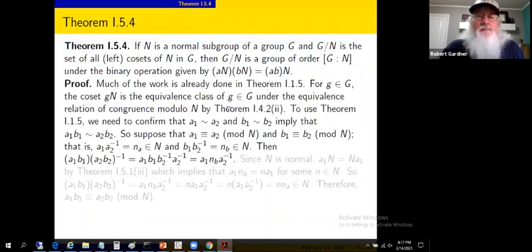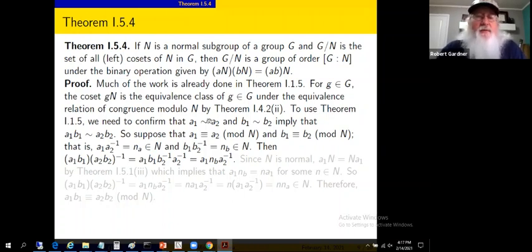Okay. Much of the work's already done by theorem 1.1.5. That's the one that said if you have a congruence relation, you can make a group out of the equivalence classes. We've got an equivalence relation. Left equivalence or right, or congruence, I guess left congruence or right congruence. Those coincide when we have a normal subgroup. So I'll just talk about congruence here and we'll drop the left or right stuff. We do that because we have a normal subgroup.